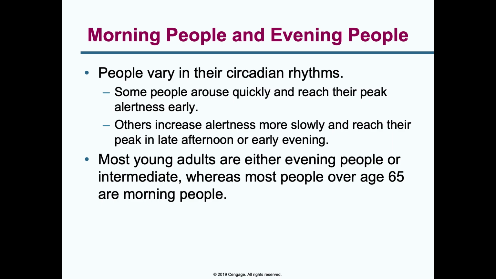And those people are known as the evening people. Most young adults are either evening people or they're intermediate, meaning they kind of fall between the two, whereas most people over 65 are morning people. So if you think about this in our course in psychology here, we are always trying to talk about behaviors and how things that go on affect behavior.